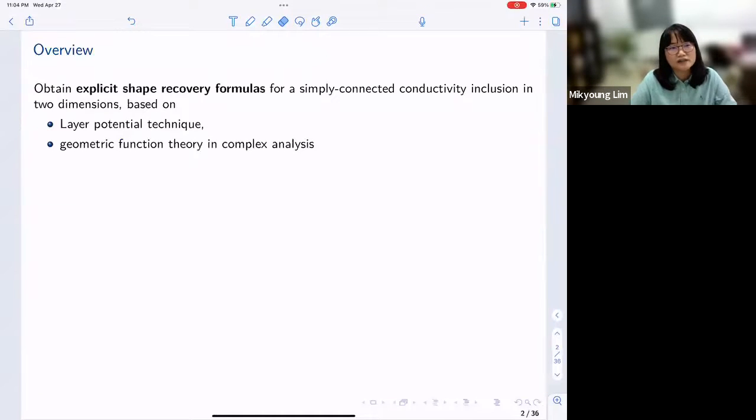Today's talk is about an explicit shape recovery formula for a simply connected conductivity inclusion in 2 dimensions. It's based on the layer potential technique and geometric function theory in complex analysis.